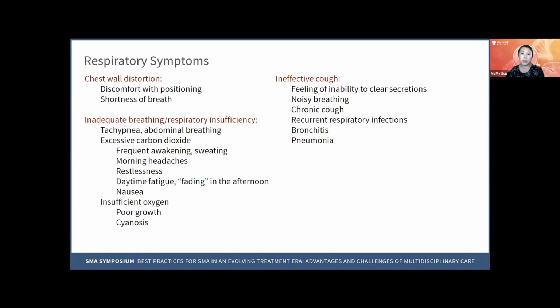Some of the symptoms of ineffective cough include the patient having the sensation of inability to clear their secretions, noisy breathing, chronic cough, and recurrent respiratory infections, which, with the chronic cough, can lead to bronchitis and pneumonia.